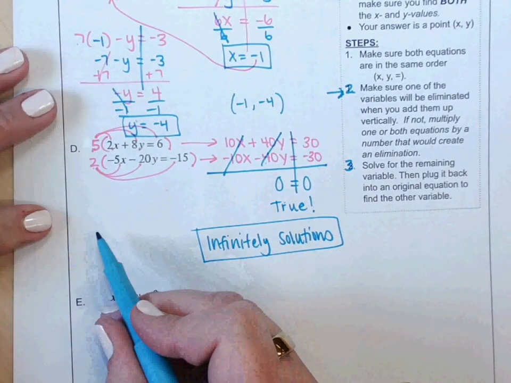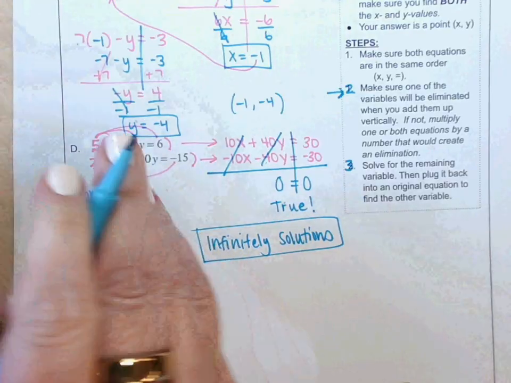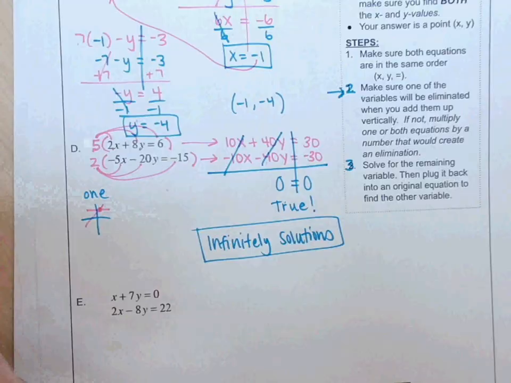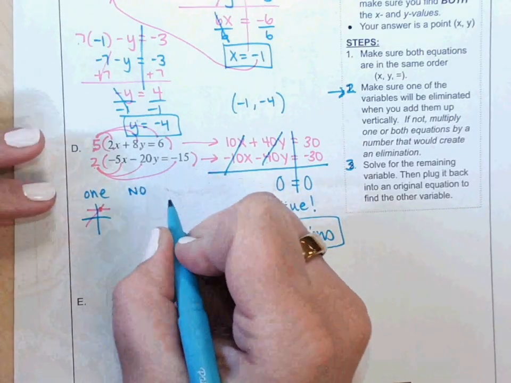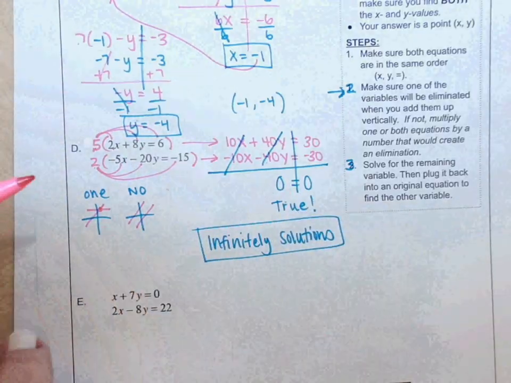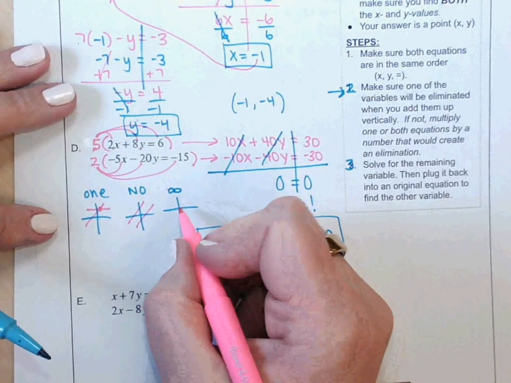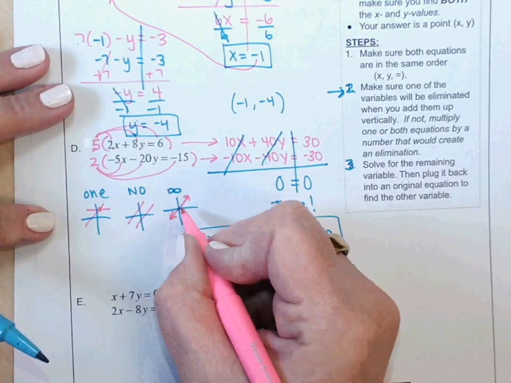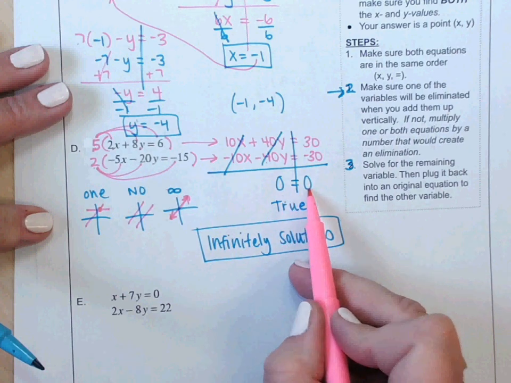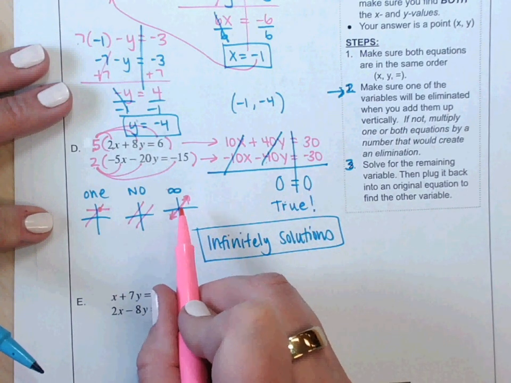So think about it. When we solve systems, we could end up with one solution because when graphed, the lines cross in exactly one spot, or we could have no solutions because when we graph them, they are parallel, or we could have infinitely many solutions because when we graph them, they are the same line. So we just proved algebraically that these would have infinitely many solutions because they are actually the same line.